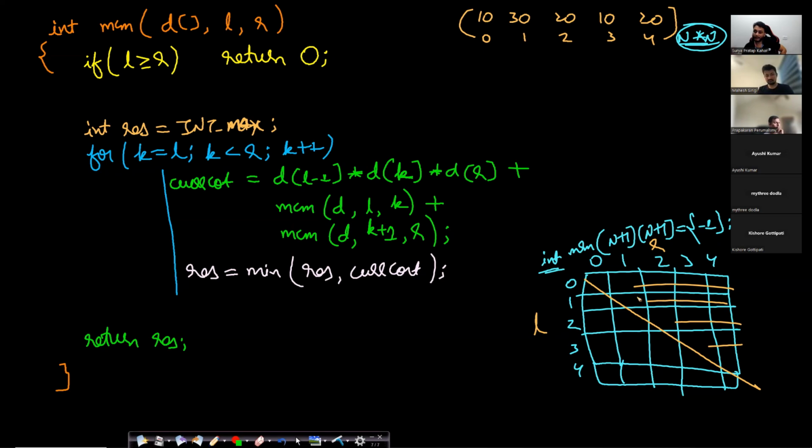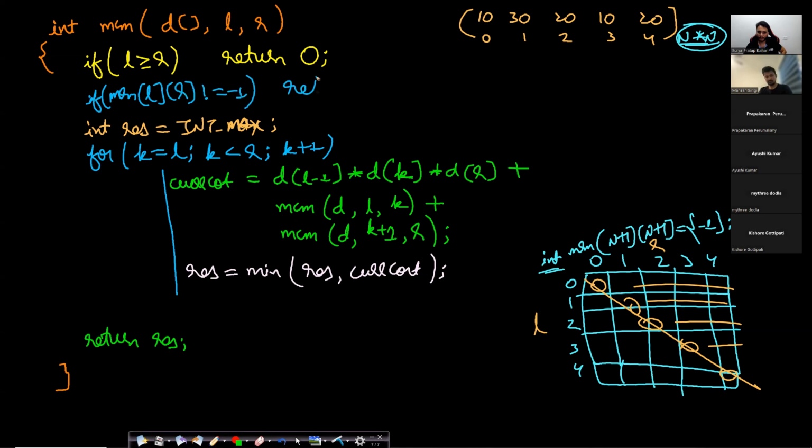You will be filling only the upper part of the diagonal, and maybe the diagonal value, which is the base case. This diagonal is the base case where L and R are the same. So it will take zero cost. So this diagonal will always be filled with zeros, right? So simply you can apply memoization here by saying that if memoization at LR is not equal to minus 1, then you return memoization at LR. Otherwise, you calculate it and assign it here. Memoization at LR equals to, you just assign it here, and this becomes the DP code, and the time complexity is how much?